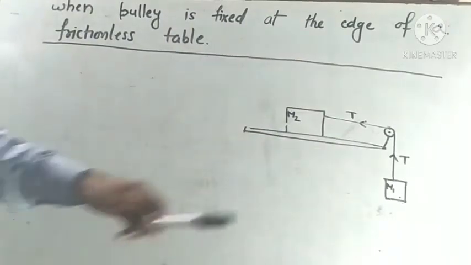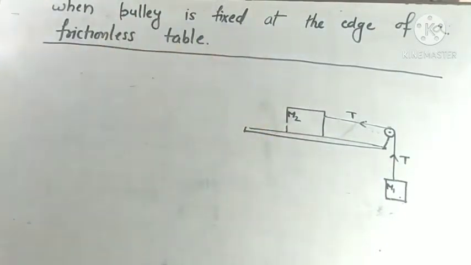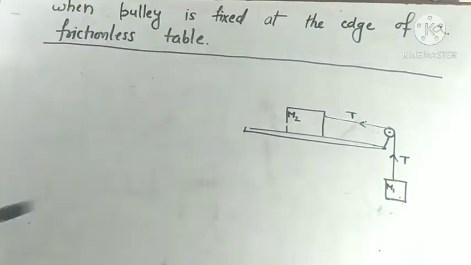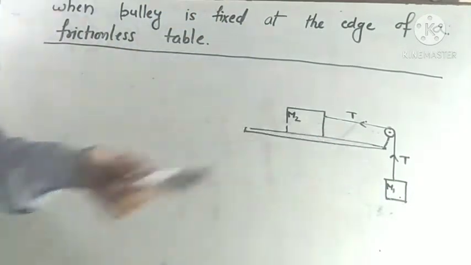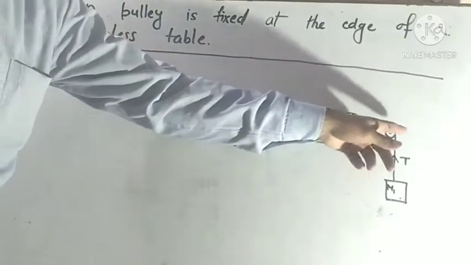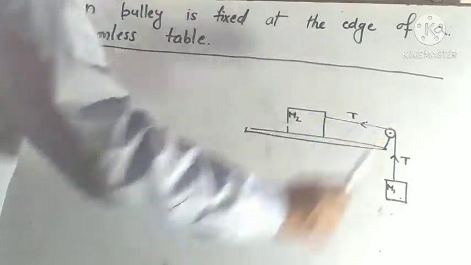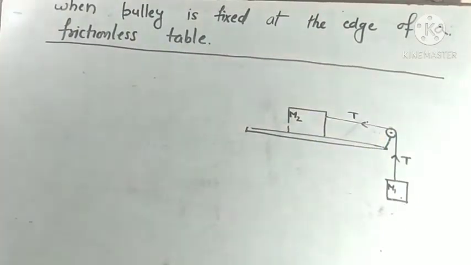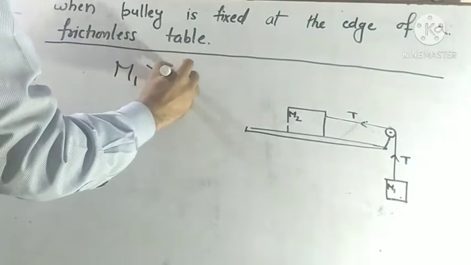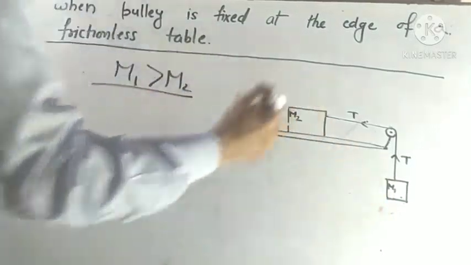So there are two bodies of mass M1 and M2. A body having mass M2 is placed on the frictionless table and a body having mass M1 is attached to the other end of a string and it is hanging. This string passes over the pulley. Now we have to find the tension T in the string, and let M1 be greater than M2. I mean, the first body is heavier than the second body.